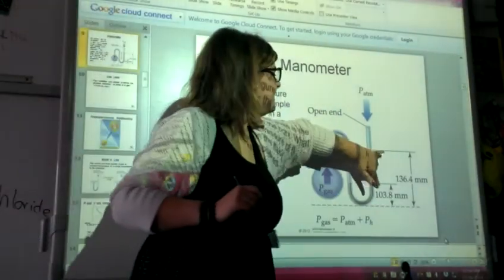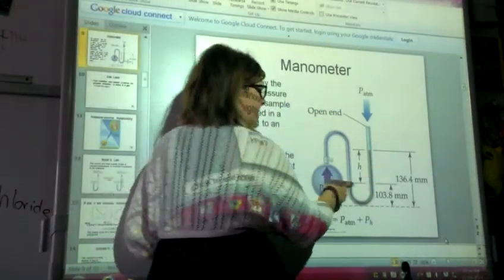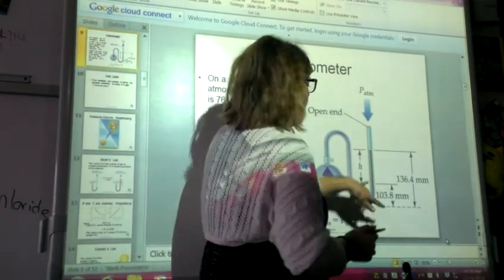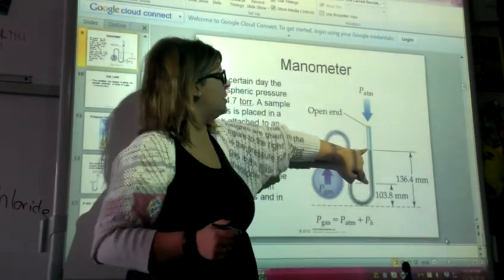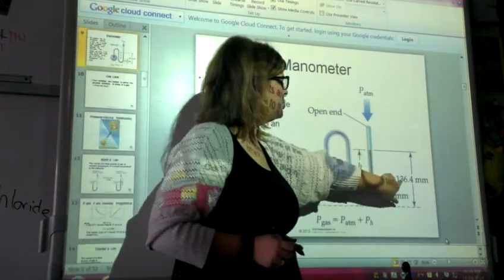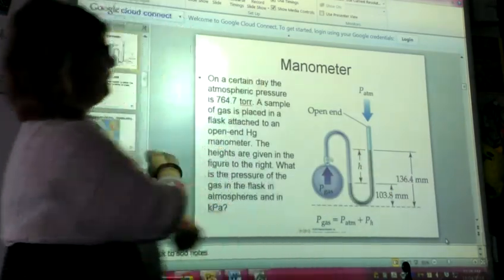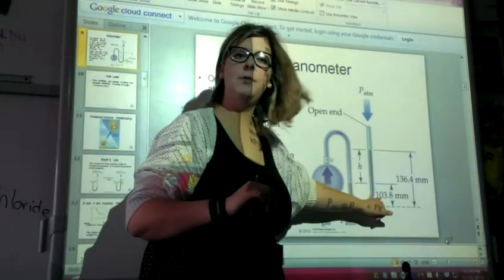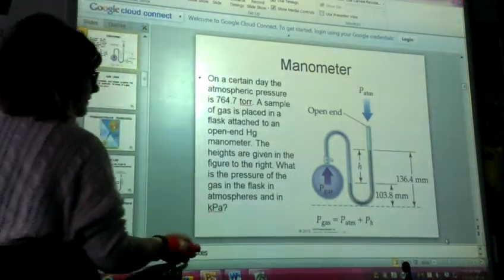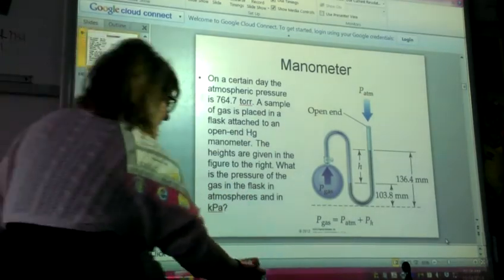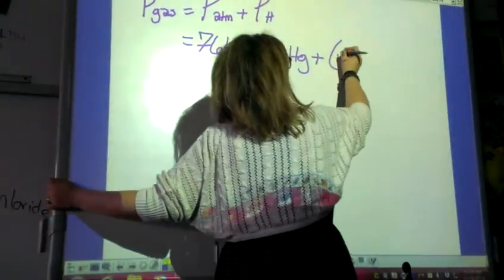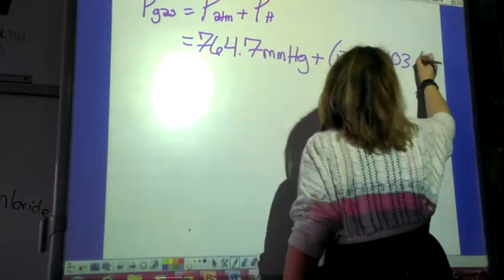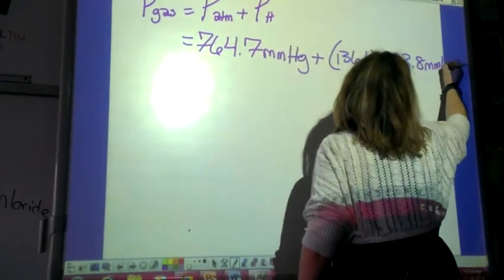Okay, and then plus the difference in these, because ultimately this is going to be exerting the same pressure here. So I want to know the pressure that's going to be exerted in this difference here. So I'm going to do 136.4 millimeters of mercury minus 103.8 millimeters of mercury. And that's going to be the pressure for that height. So let's do 136.4 minus, I think it was 103.8. And that's millimeters of mercury there.